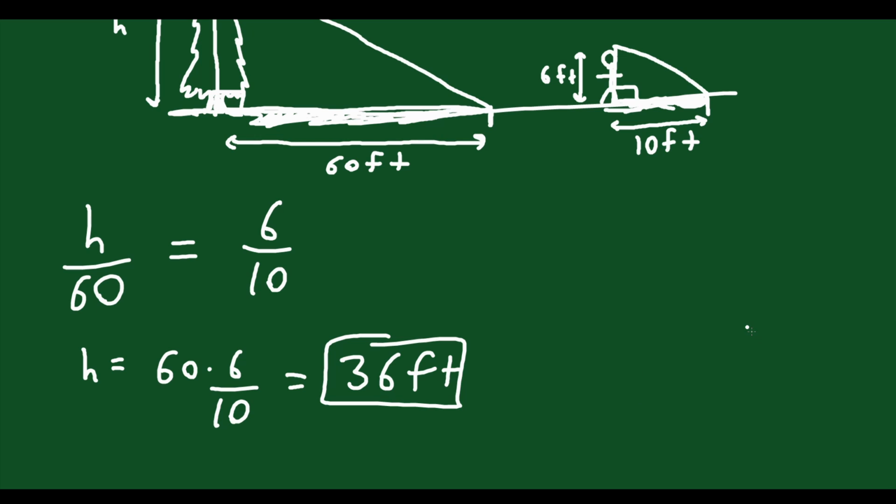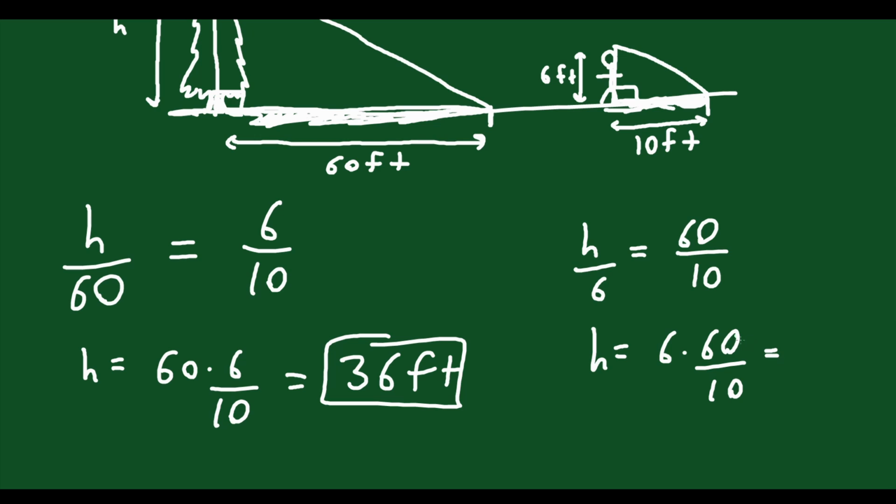Another way you could have done this is you could have compared the heights of the tree and Bob. So you could have said, h over 6, so the height of the tree compared to the height of Bob should equal the length of the shadow of the tree compared to the length of Bob's shadow. Could have done it that way as well. Multiply both sides by 6, you get h equals 6 times 60 over 10. And if you calculate that, you're going to get the exact same answer, right? 36 feet. So it doesn't matter how you choose to compare these, as long as you're comparing things that you're allowed to compare. Hopefully that makes sense.